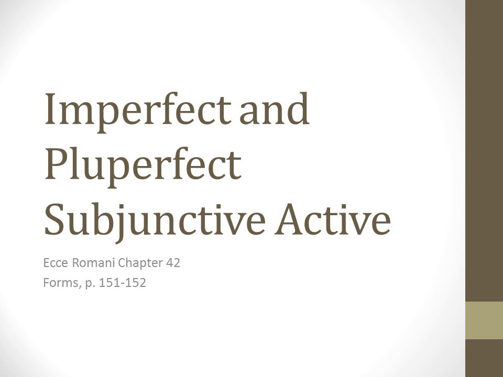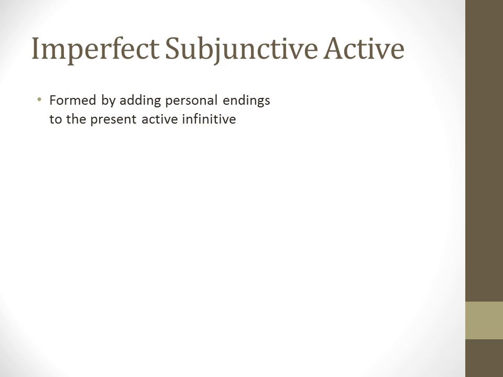But in this video, we're going to learn how we make these. How do we come up with the forms of the imperfect and the pluperfect subjunctive? So let's start with the imperfect. The way we're going to make this is by adding the personal endings to the present active infinitive.